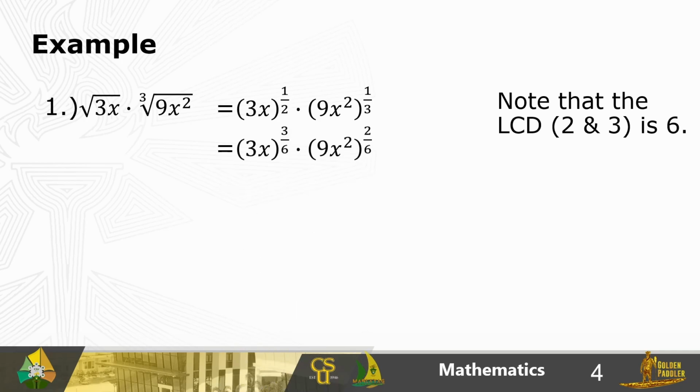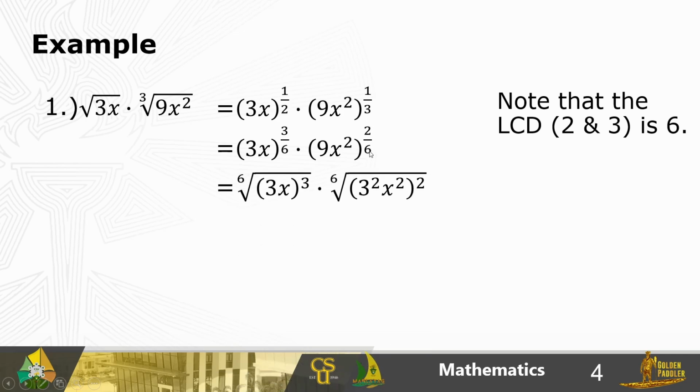Meaning, we can write the expression above as the quantity 3x to the 3 over 6, and we can write 9x squared to the 1/3 as 9x squared to the 2 over 6. So how does this work? If we find the LCD of the denominators, or the indices, we can divide. 6 divided by 2 is 3, times 1, so that's why we have 3 over 6. And 6 divided by 3 is 2, times 1, then we have 2 over 6.